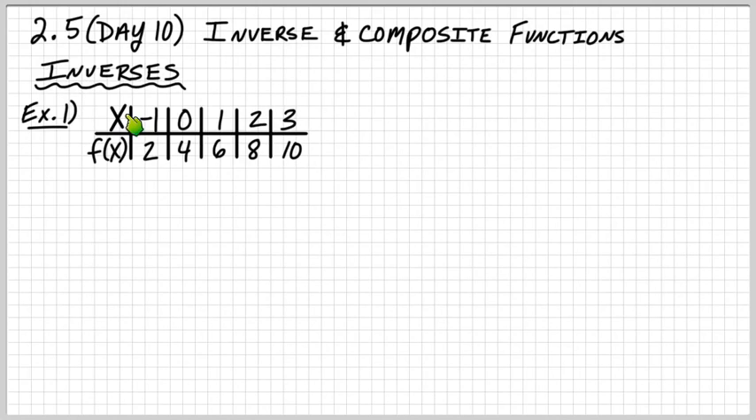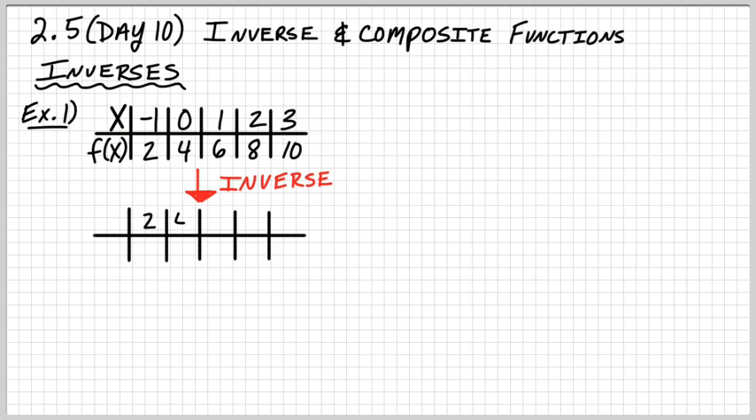So if this is x and f of x, for f inverse, for the inverse, it's exactly what you would expect. The f of x values go up top, and the x values will go down below. So notice how they just switch. So now instead of x, f of x, we have x versus f inverse of x. That's the notation. It's that little -1 in the exponent. That means inverse.